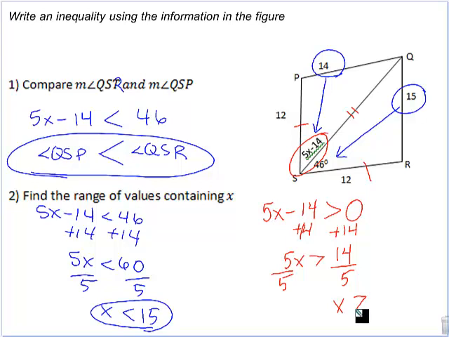How many times does 5 go into 14? 2.8, or 2 4/5. That was close. So now here are our two numbers that we got. And then just like yesterday, we're going to combine these two numbers together and write it as one inequality. So how would we combine the 2.8 and the 15?